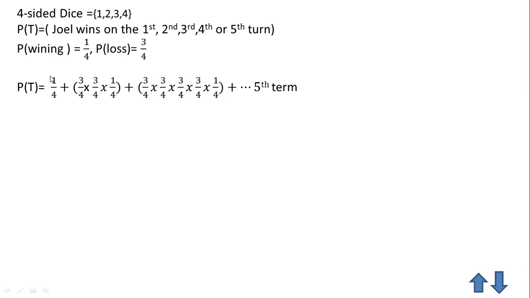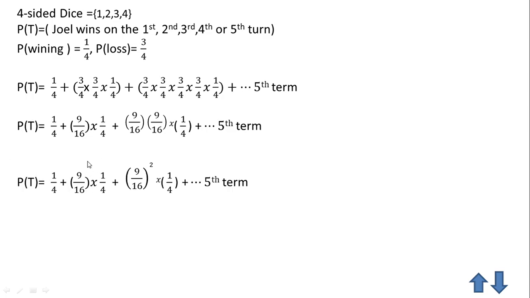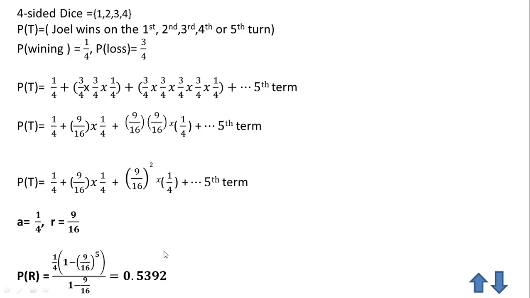So Joel can toss the first time and win, or can fail, a friend fails, and he wins at the second tossing. This forms a GP with the first term a quarter and common ratio 9 out of 16, which we can substitute in the formula, which is A into bracket 1 minus R squared divided by 1 minus R. We have it as 0.5392. Those are the probabilities of winning the game.